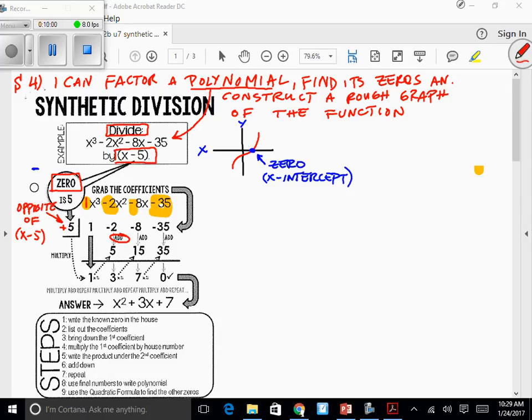Next step, the 5 you multiply times the 3, and then bring it up. So take a look at it. That's where the 15 came from. Then you just add down again.